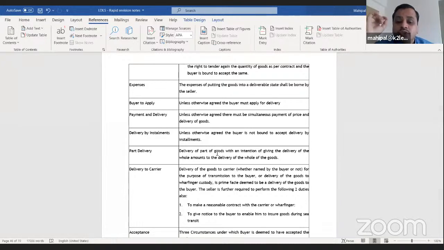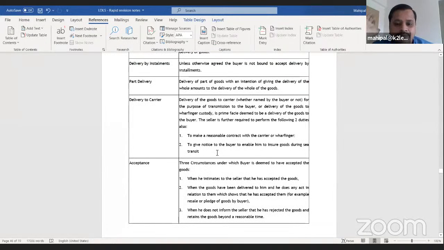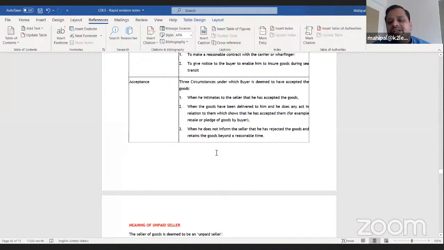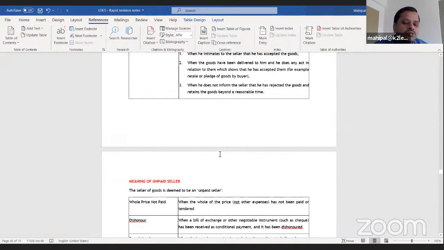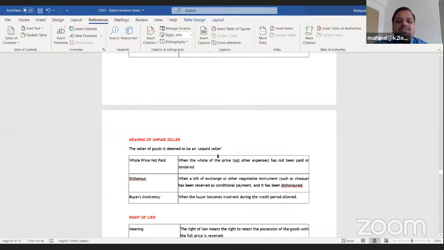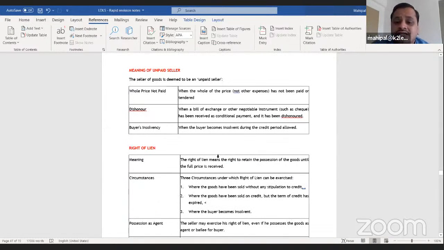Delivery to a carrier generally means delivery to the buyer, provided it is unconditional. The seller should not reserve the right of disposal. The buyer is said to have accepted the delivery if he intimates to the seller that he has accepted the goods, or he does something to sell, resell or pledge, or he has not informed the seller that he has rejected the goods within a reasonable time. Unpaid seller: an unpaid seller is a person who has not received the payment of the price after the expiry of the fixed period of credit sale.